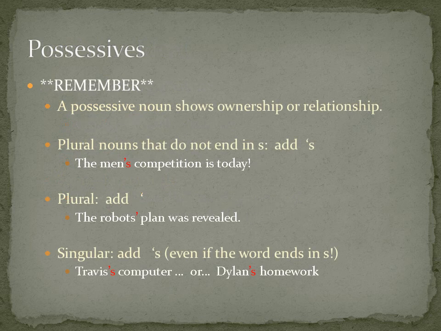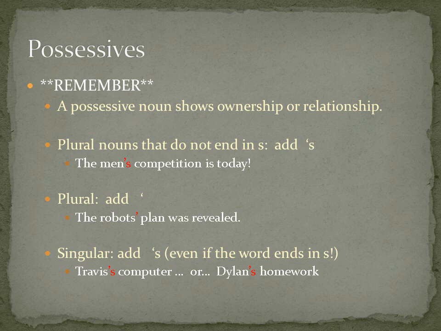Alright, so let's begin with possessives. Remember, a possessive noun shows ownership or relationship. So plural nouns that do not end in S, you just add an apostrophe S. For example, the men's competition is today. Notice how the word men is plural. So we just add an apostrophe S to the end.